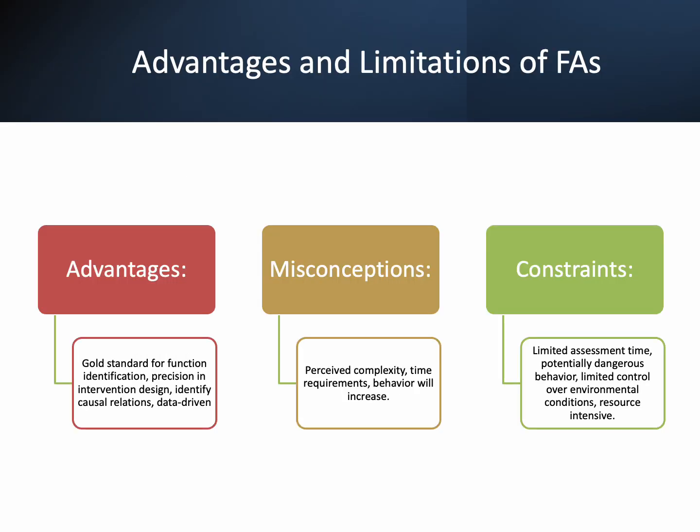Now let's review what the advantages and limitations of FAs are. As I mentioned before, the FA is our gold standard for identification of the function. It gives us a very precise answer to what the function of the behavior is, and it helps us to identify those interventions that are likely to be effective, interventions that are function-based, that will work to mitigate the specific function of the behavior.